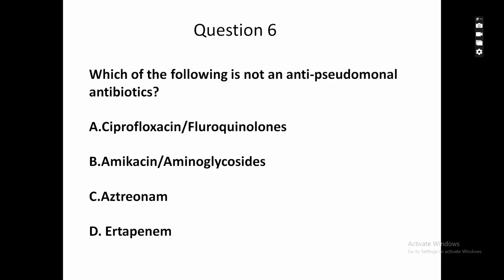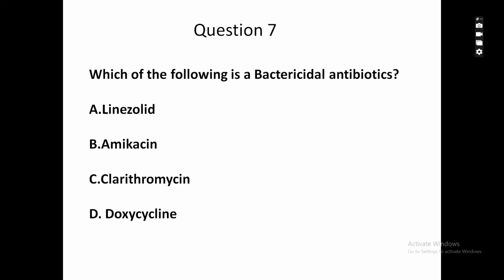You should use a higher dose if you are using this drug in a patient with hypoproteinemia, because most of the drug will wash out through the kidney and very little will remain in the serum or plasma. So you should be very cautious in using ertapenem or teicoplanin in a patient with hypoalbuminemia or hypoproteinemia. So the answer is ertapenem.